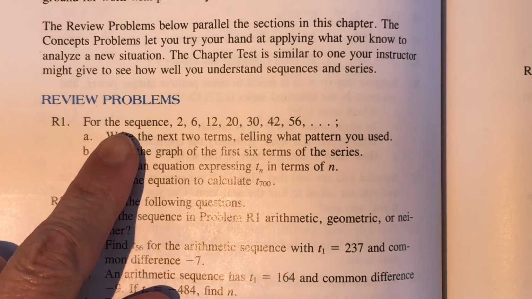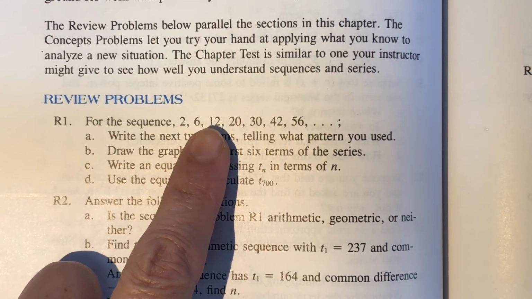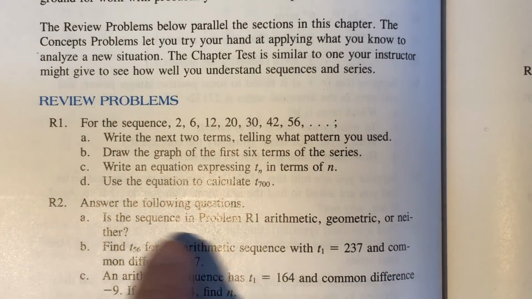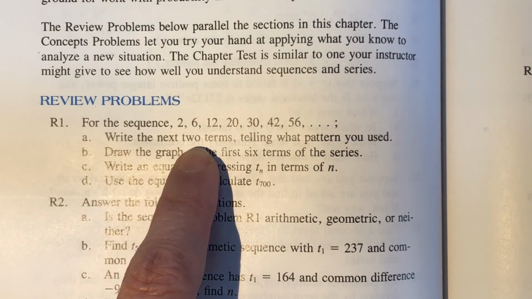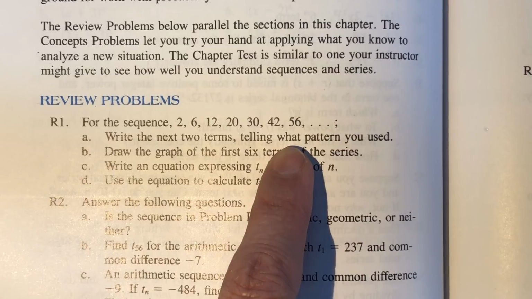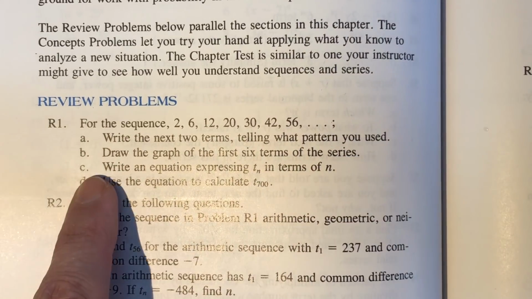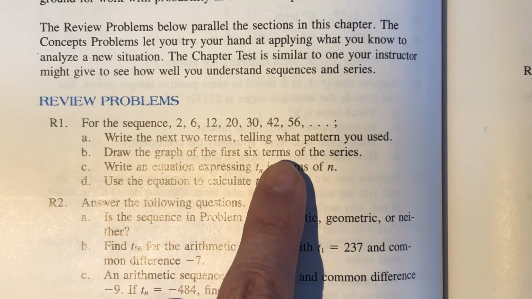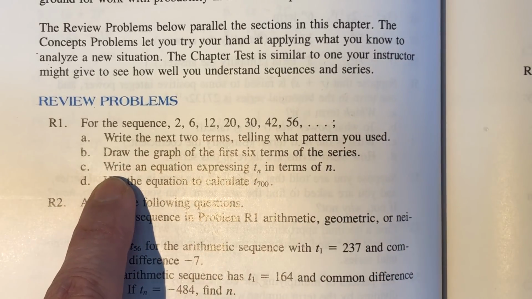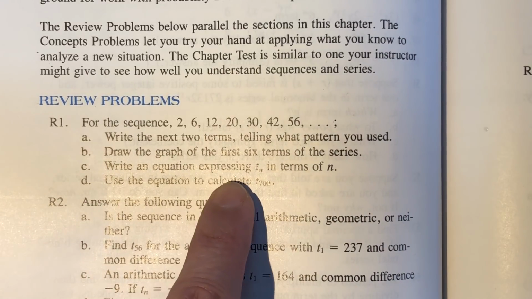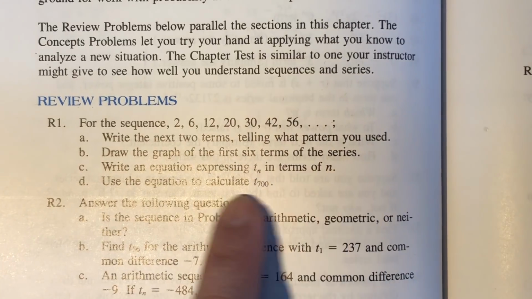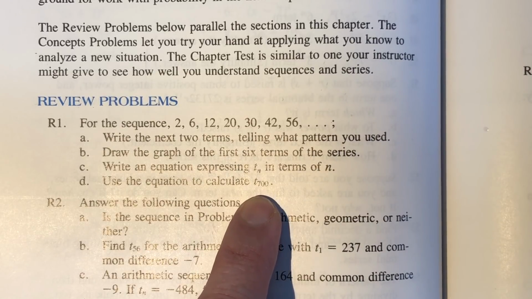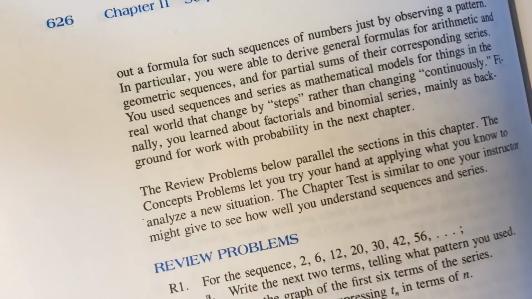Review number 1: for the sequence 2, 6, 12, 20, 30, 42, 56, write the next two terms, telling what pattern you used, and draw the graph of the first six terms of the series. Write an equation expressing Tn in terms of n. Use the equation to calculate T700. Okay, let's do it one by one.